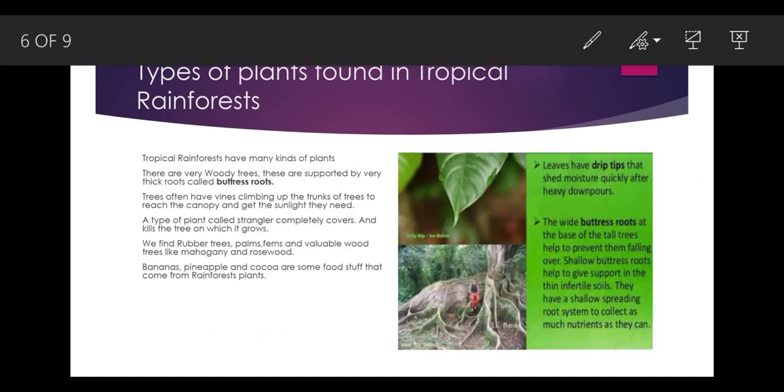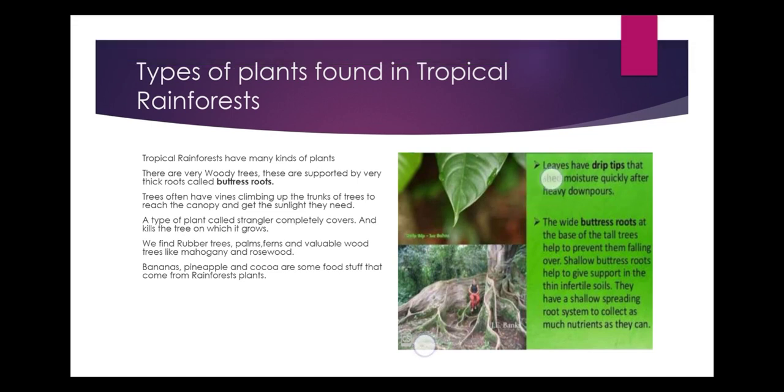Now let us learn the types of plants that are found here in tropical rainforest. Children, as we know, tropical rainforests have many kinds of plants. There are very tall woody trees. These are supported by special thick roots called buttress roots. So the trees that are found here in tropical rainforest have buttress roots.